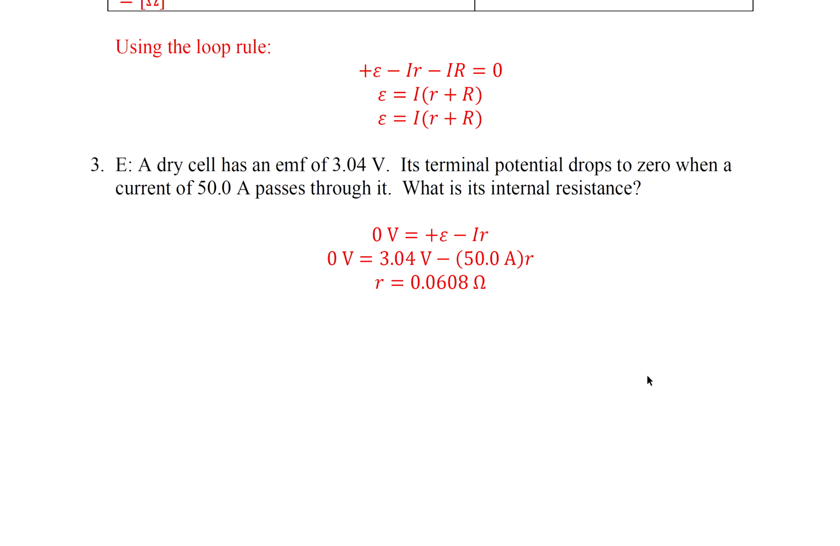Question 3, a dry cell has an EMF of 3.04 volts. Its terminal potential drops to 0 when a current of 50 amps passes through it. What is its internal resistance? So this is what we do. We just plug it into the equation.